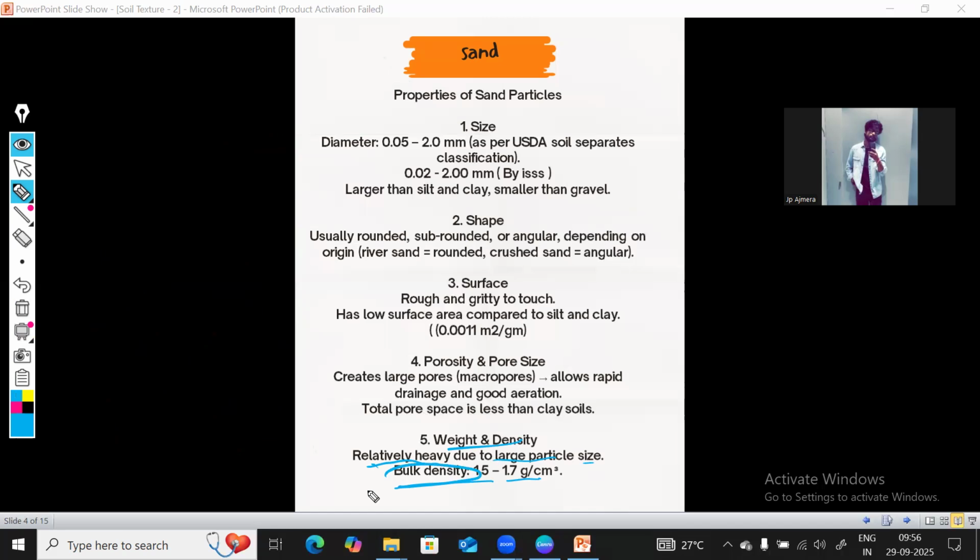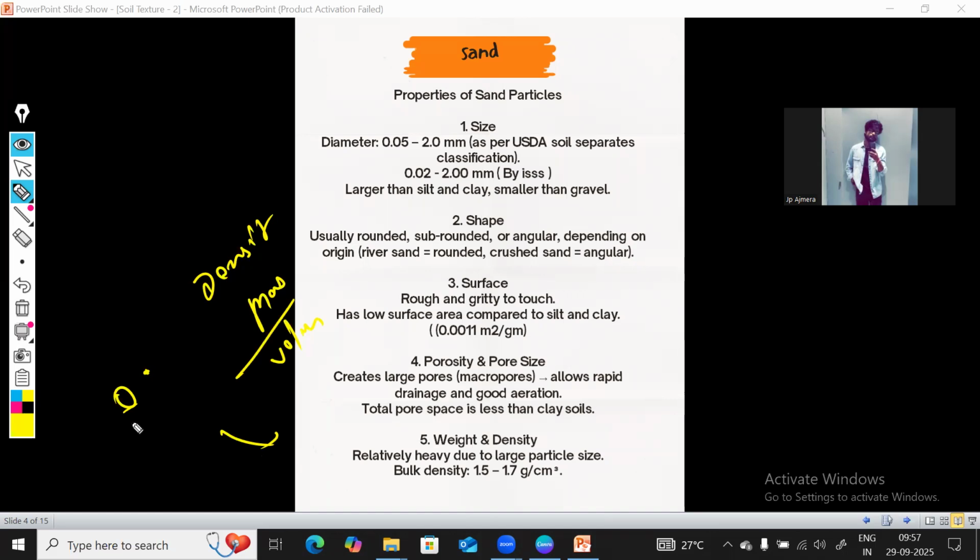What is the bulk density? We will not discuss it now because these are separate topics we are going to study further. I don't want to waste time, otherwise this lecture will be much longer. So bulk density is high. What is density? Mass upon volume.